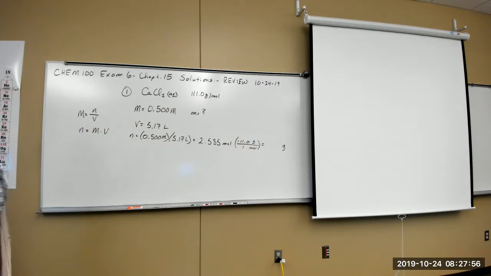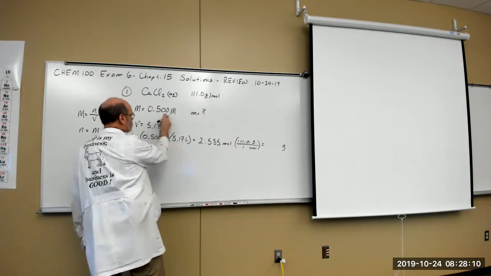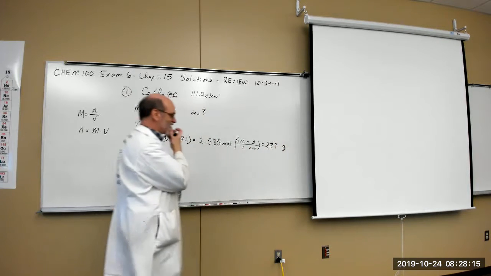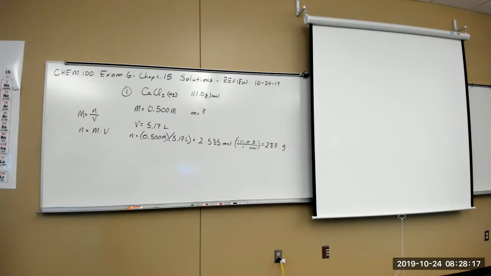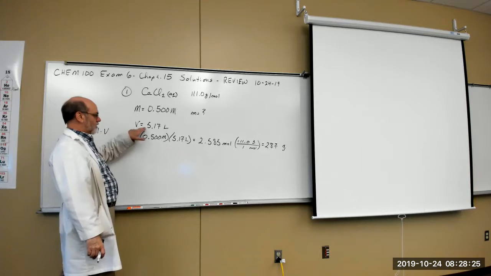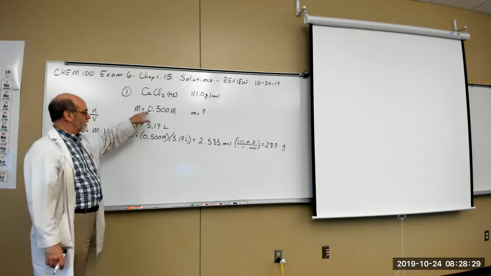All right, 2.585 times 111. I get 287 rounded, because we have 3 significant figures here. So that's how many grams of calcium chloride you need to weigh out and dissolve in a final volume of 5.17 liters in order to produce that molarity.